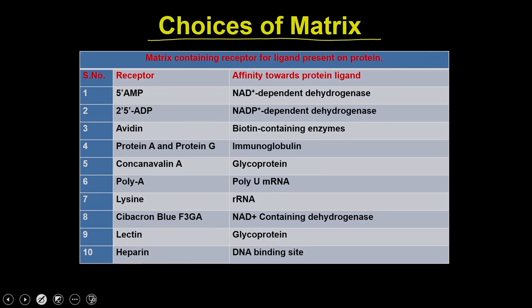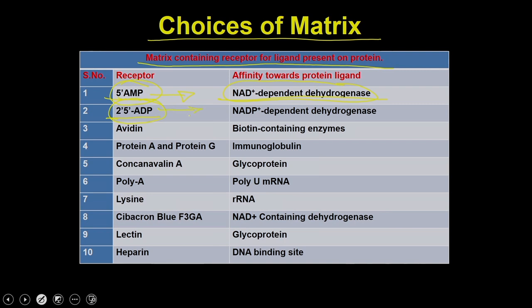This is not a very exhaustive list of all the types of affinity chromatography matrix available, but these are just simple examples. For example, you have the 5' AMP. If you couple the 5' AMP as a receptor, it is going to have affinity for NAD plus dependent dehydrogenases. As I said, these are going to be generic affinity chromatography. Similarly, you have the 2', 5' ADP.